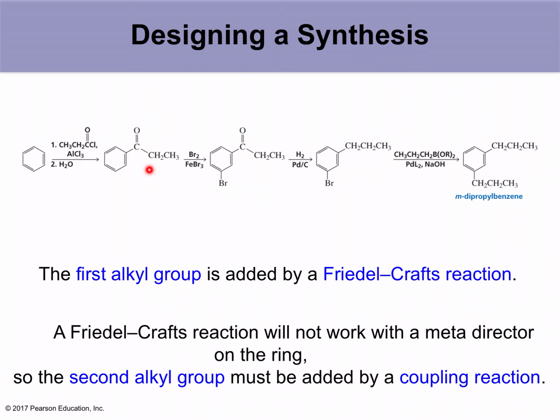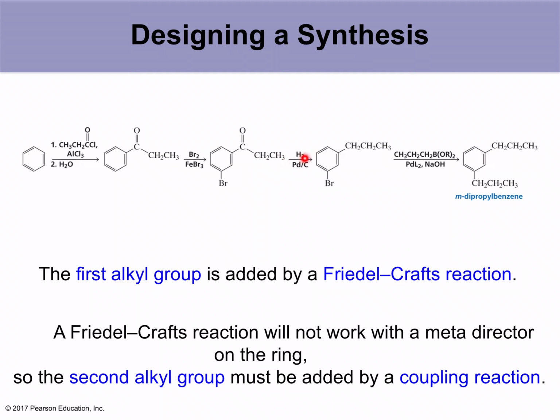So this molecule. And then when you add bromine with alkyl iron bromide, now this is a meta director with the carbonyl group. Okay, meta director, remember you can refer to the chart in an earlier slide if you have forgotten. So this is a meta director, so the bromine will add on to the meta position.